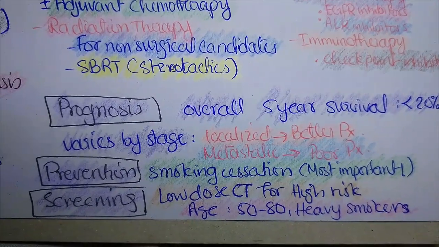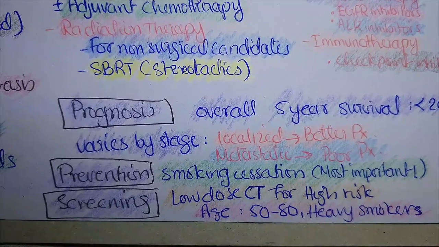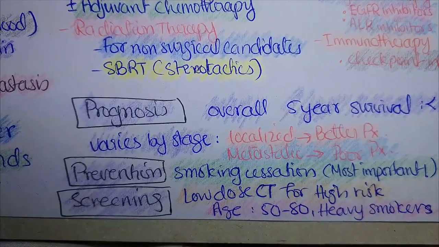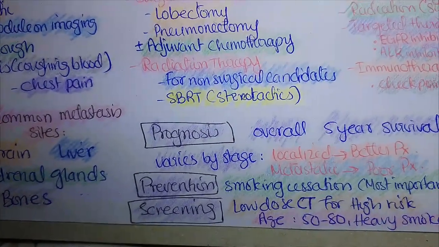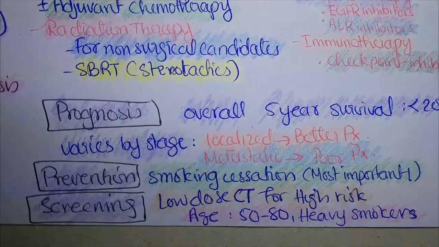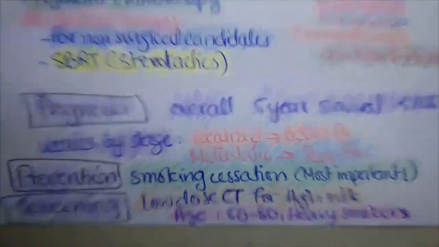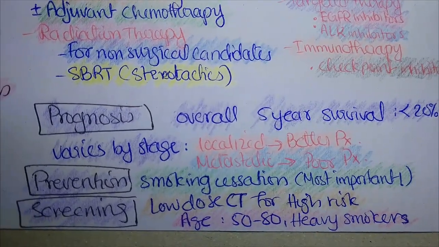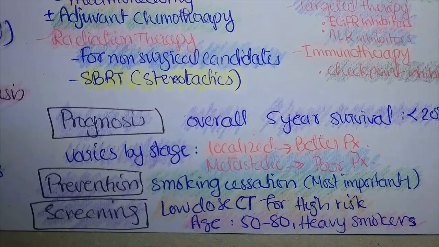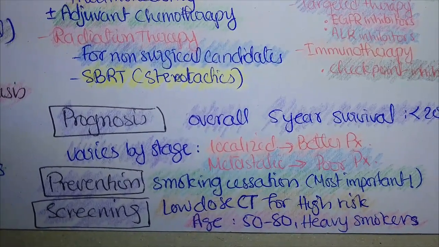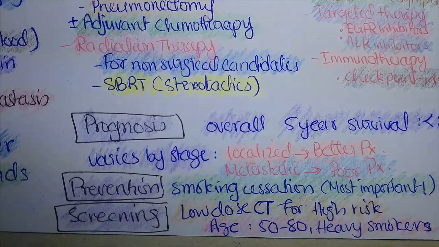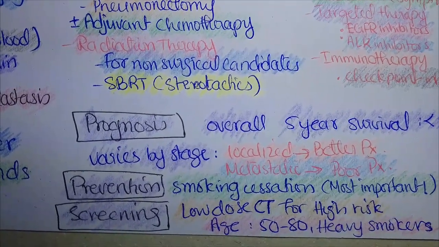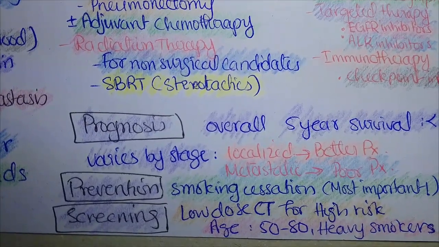Prognosis and prevention. Prognosis is generally poor, and the overall 5-year survival rate is below 20%. This varies significantly by stage. Early stage localized disease has much better survival than metastatic disease.